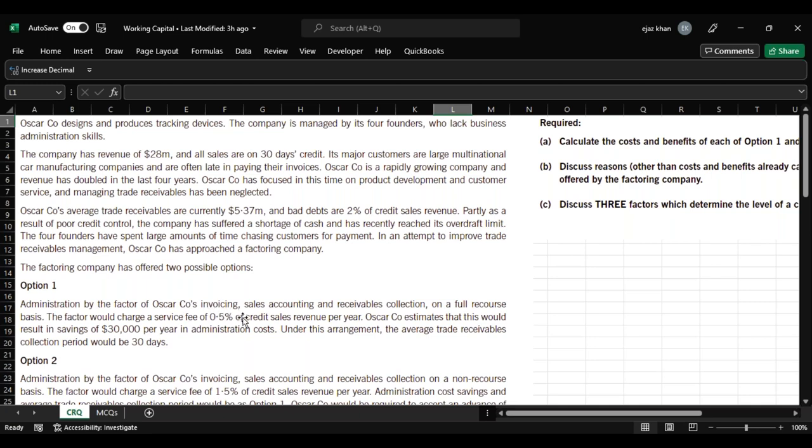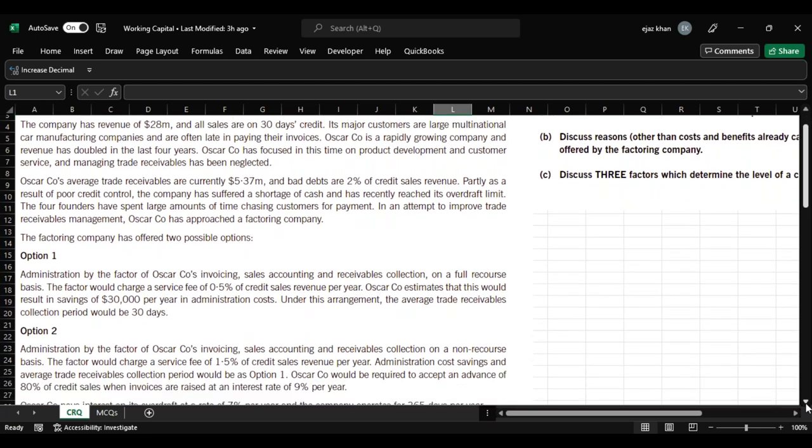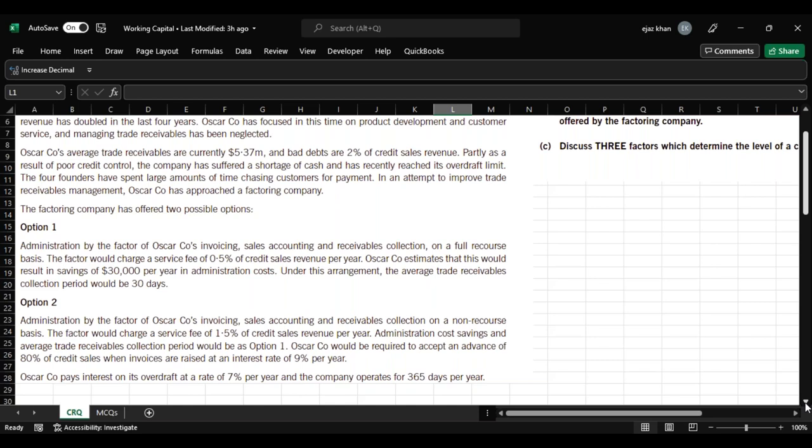Option one: administration by the factor of Oscar company's invoicing, sales accounting and receivable collection on a full recourse basis. The factor would charge a service fee of 0.5% of credit sales revenue per year. Oscar company estimates that this would result in saving of $30,000 per year in administration costs. Under this arrangement, the trade receivables collection period would be 30 days. Option two: administration by the factor of Oscar's invoicing, sales accounting and receivable collection on a non-recourse basis. The factor would charge a service fee of 1.5% of the credit sales revenue per year. Administration cost savings and average trade receivable collection period would be as option one.